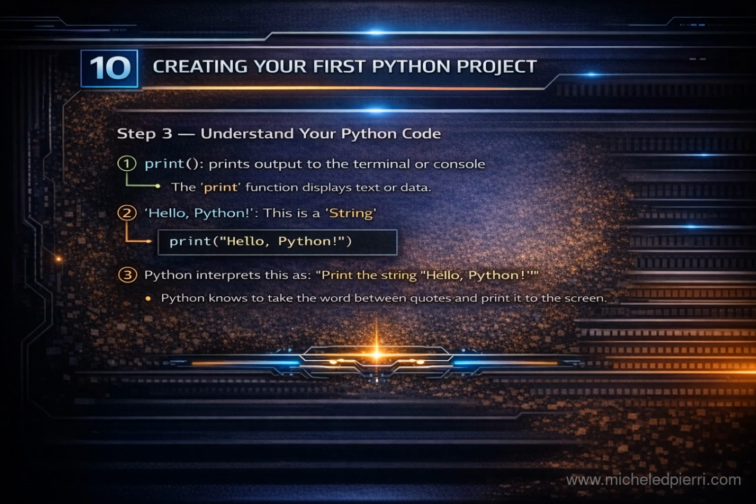Let's break down that line. The print function sends data to your terminal. And the text inside quotes is called a string. Python simply interprets this as an instruction to display that specific word on your screen.